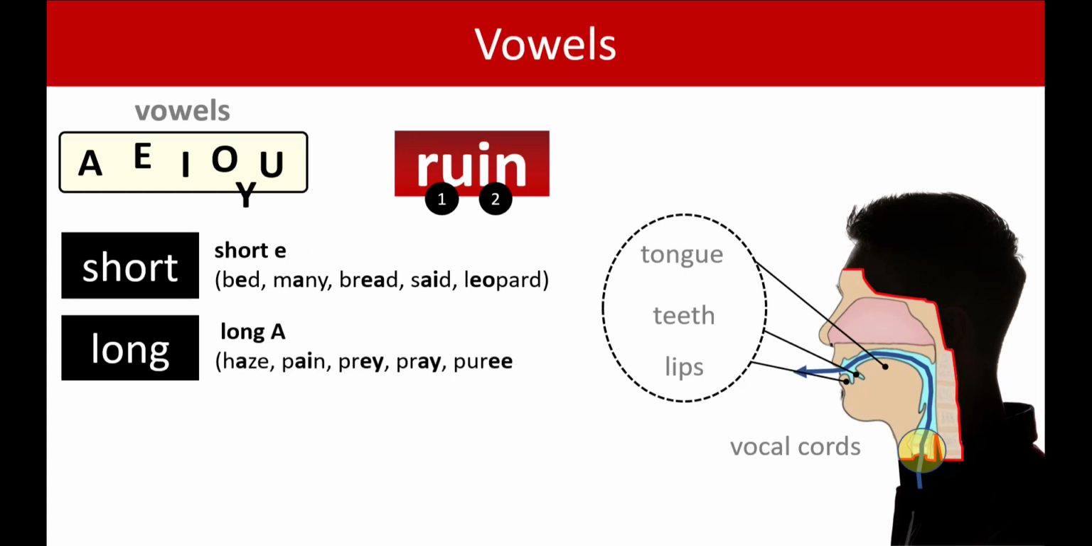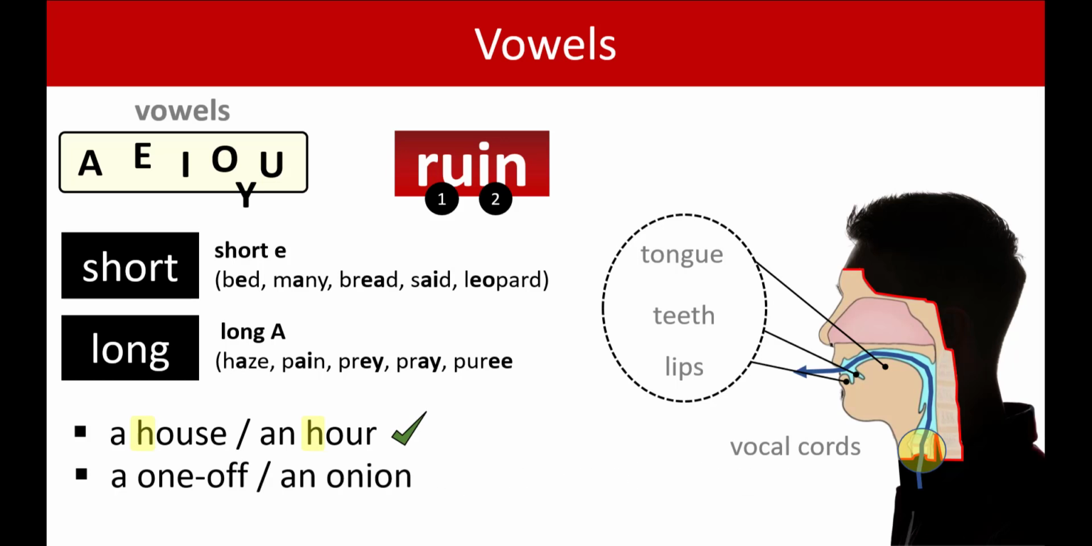And then the important bit. We spoke about how it's the sound of the first letter that determines whether to use a or an. That is everything I want to say about vowels.